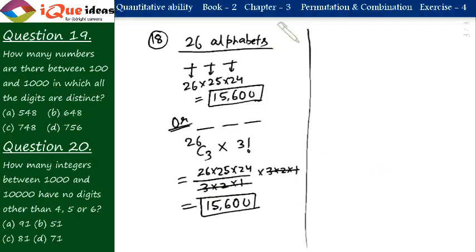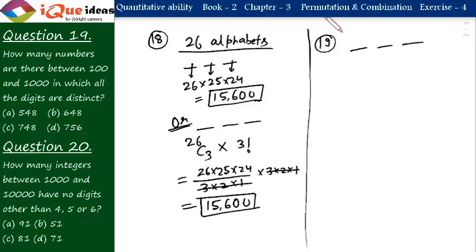Easy question. Now question number 19. Read the question carefully. How many numbers are there between 100 and 1000? Now any number between 100 and 1000 will be a 3-digit number, right? So we have to form a 3-digit number in which all the digits are distinct.